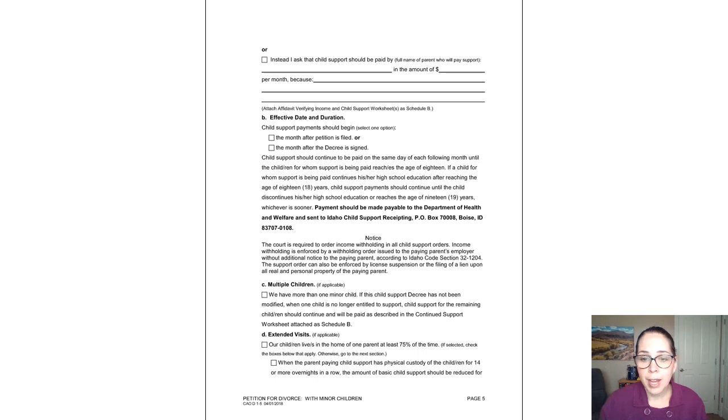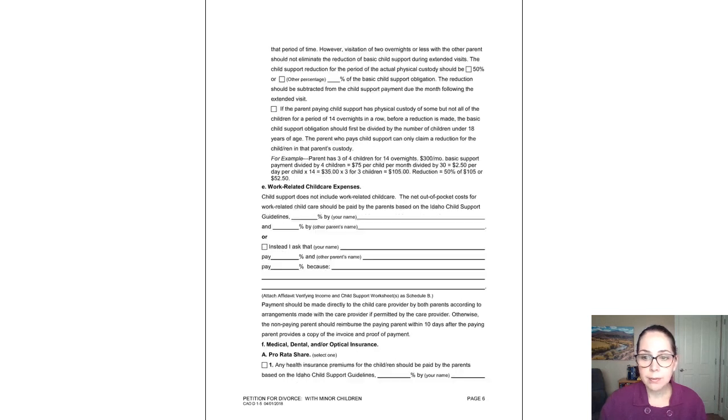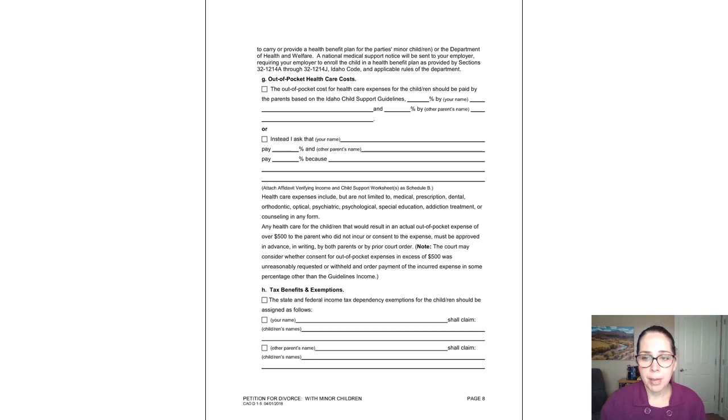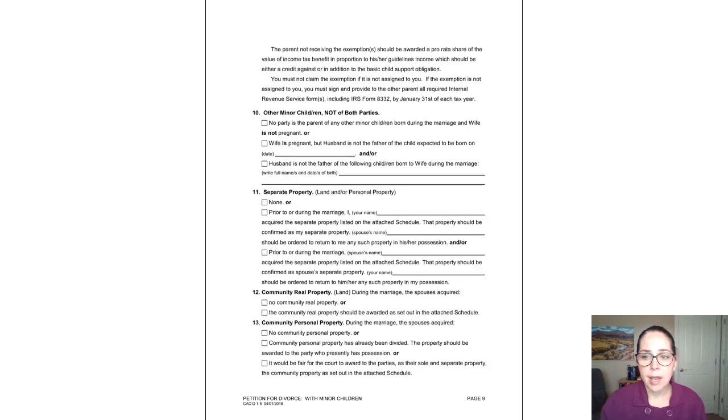So page 5, page 6, page 7, page 8, and the very first section of page 9 will be skipped until you get that child support report, so you have accurate information to complete that section. On page 9, starting in paragraph 10, you're going to go ahead and identify any other minor children born during the marriage that's not the child of both parties.